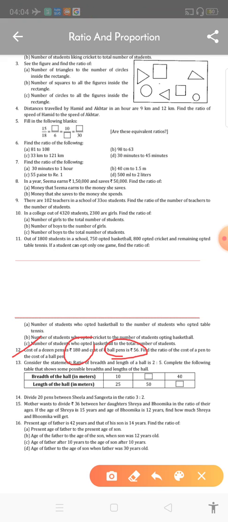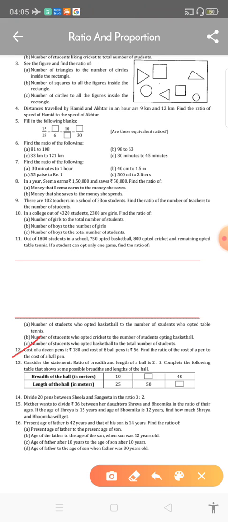So first we find the cost of 1 pen and the cost of 1 ball pen. I hope students, we know how many pens are in 1 dozen. So 1 dozen is equal to how many pens? 12 pens. So here we find the cost of 1 pen. For this we divide 180 by 12.